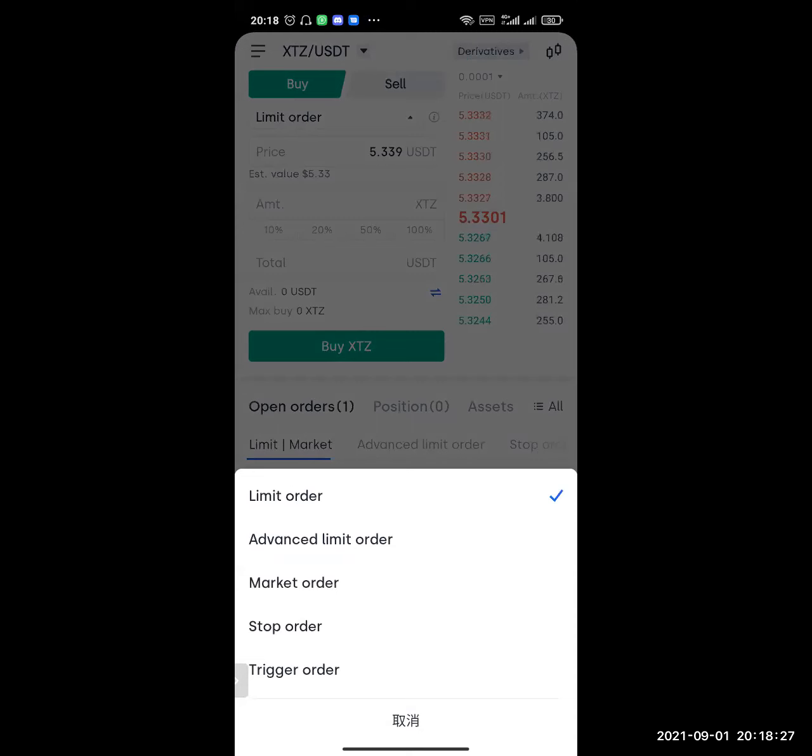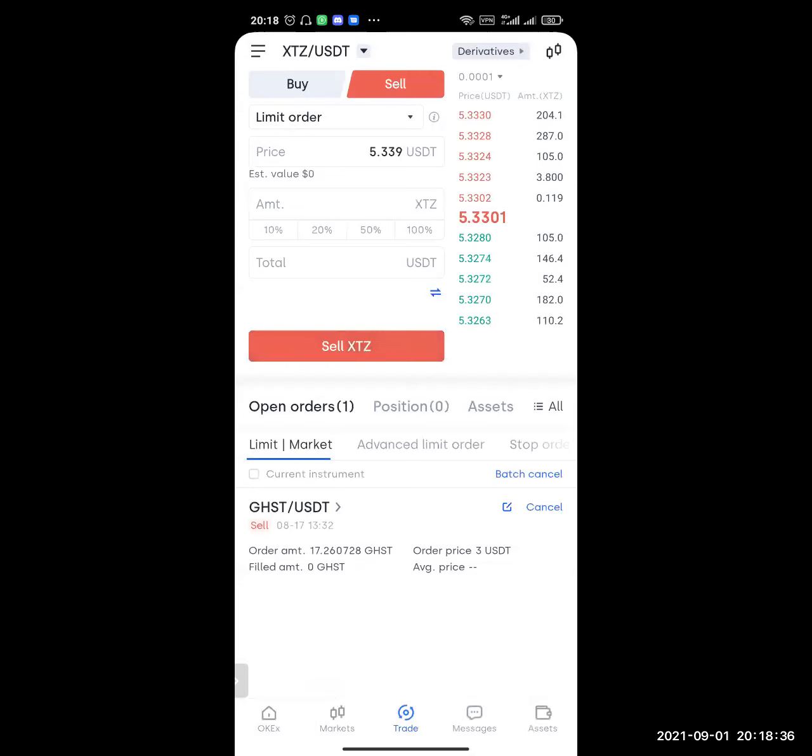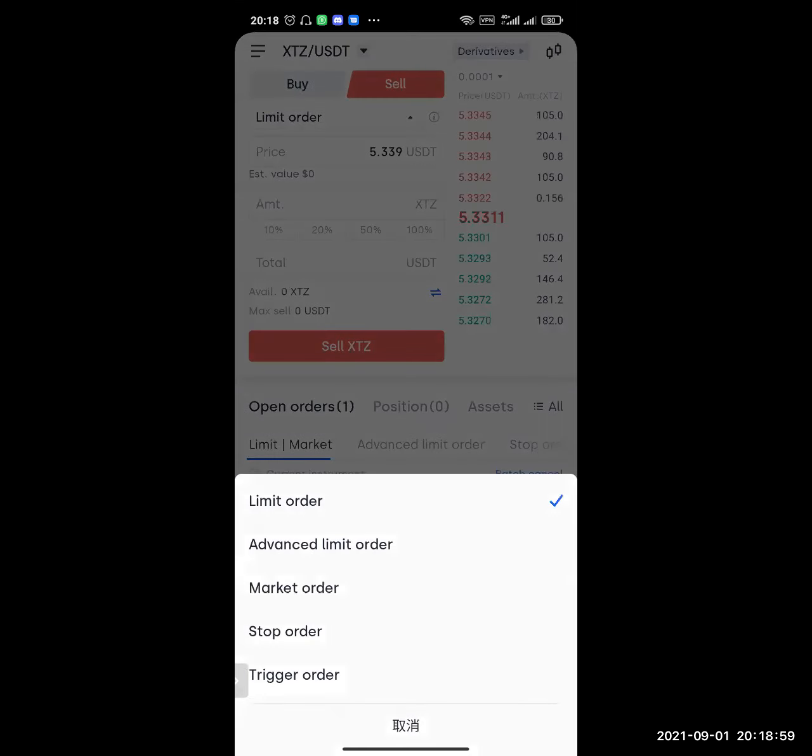Now look at this. Oh, they've added trigger order. Interesting. Let's say, for example, you bought Tezos at $3. I am planning to make 100% at $6. But now it's at $5.3. And of course, you don't want to lose all the progress you've made. What you should do is come to the sell part of your trade, and then under limit order, you select stop order.